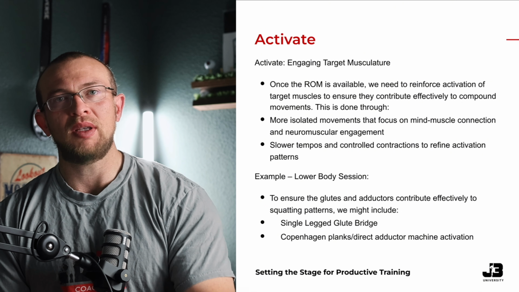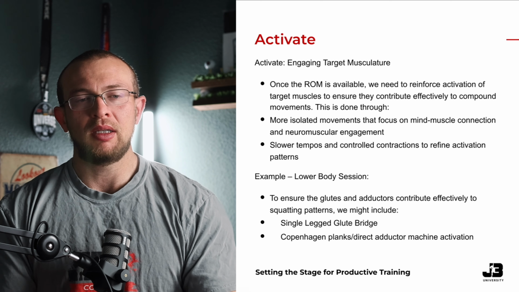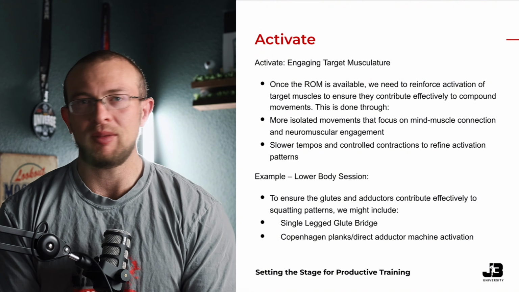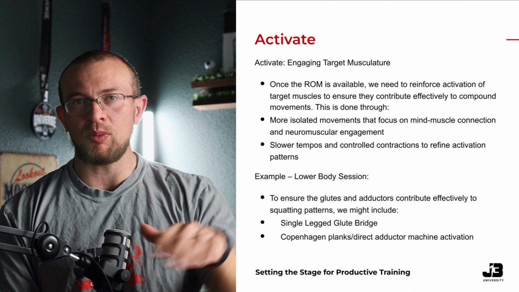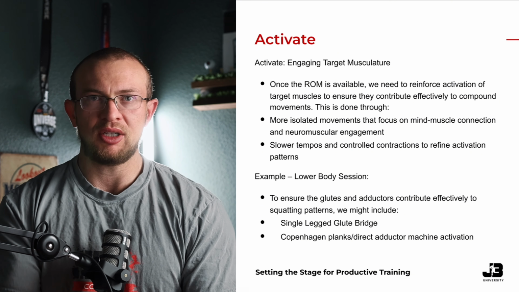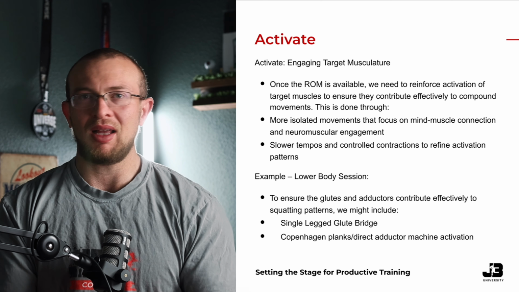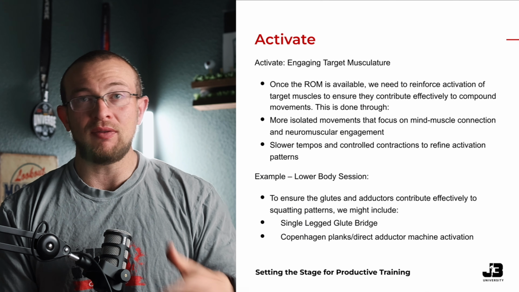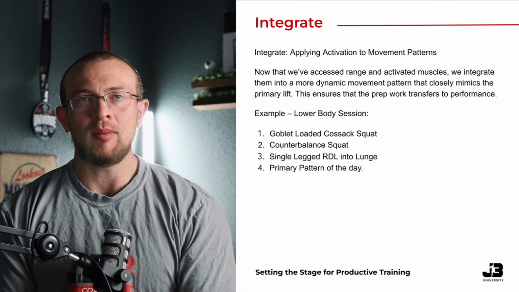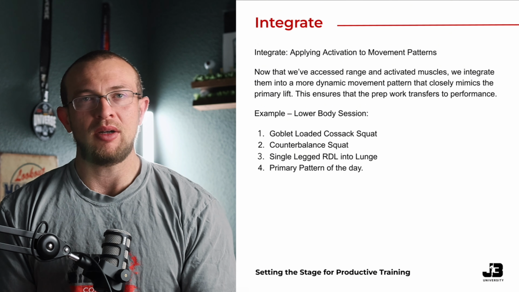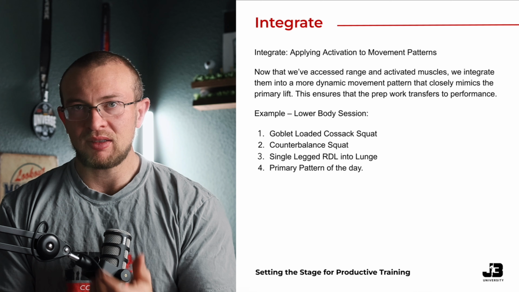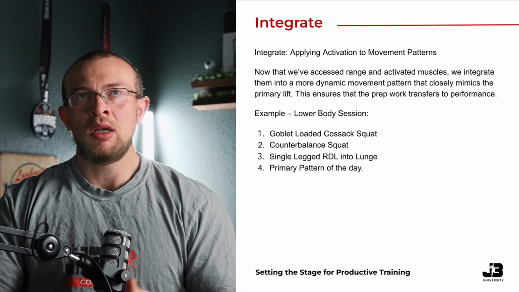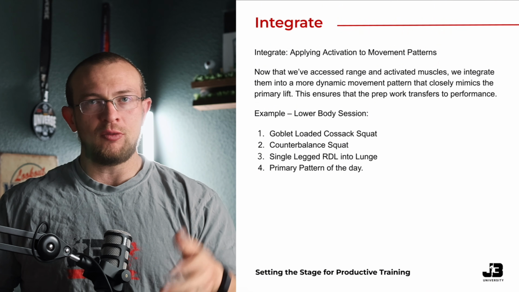I do think that this is something where we can get blood flow to the target tissues that we're going to be training, whether it be quads, glutes, hamstrings, whatever. And this would change based on how that lower body session was structured. But this is a classic example of what it might look like to use activate in your routine. And then integrate is applying it to the movement patterns that are to come. So we've accessed the range, we've activated the target tissues, and now we need to start to propriocept our way into the first movement of the day.